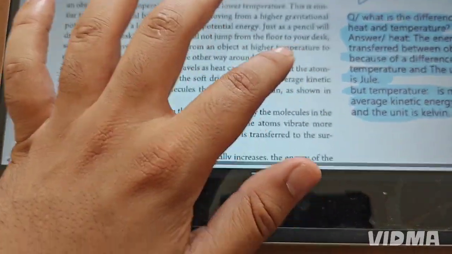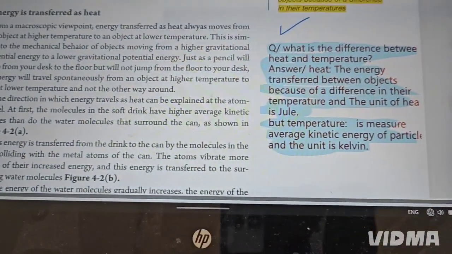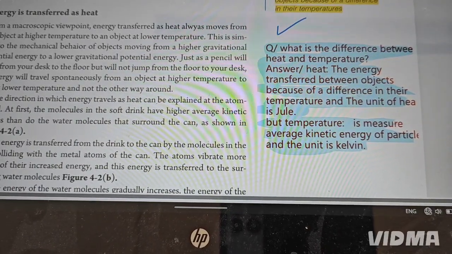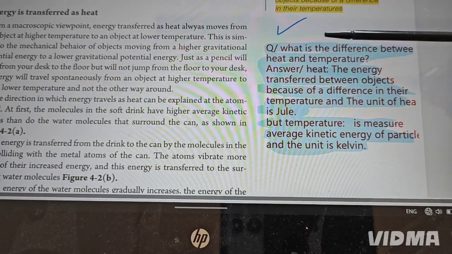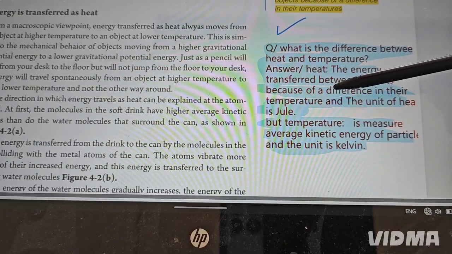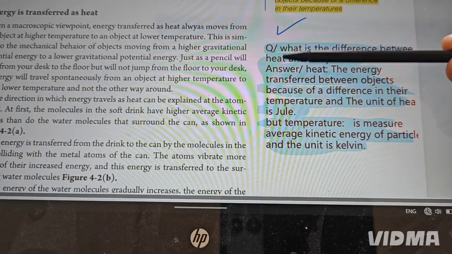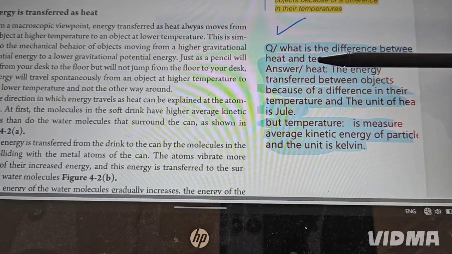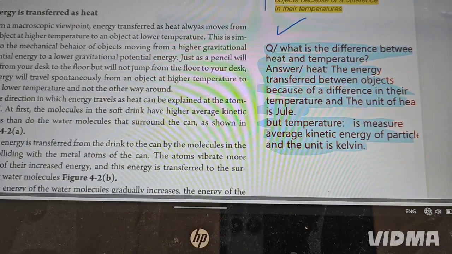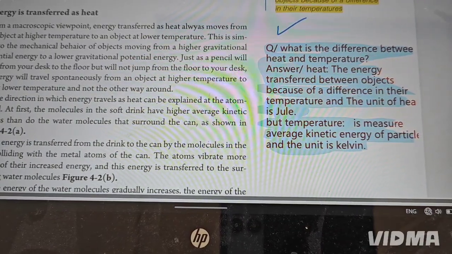What is the difference between heat and temperature? Heat is energy, and it transfers between objects because of different temperature. But temperature is a measure of the kinetic energy of the particles. The unit of heat is the joule, because heat is energy, and the unit of every type of energy is the joule, but temperature is in Kelvin.